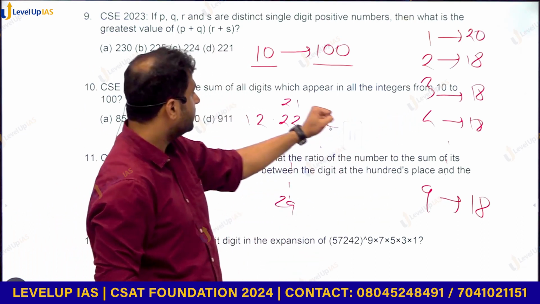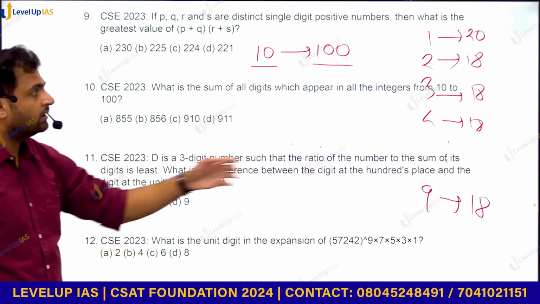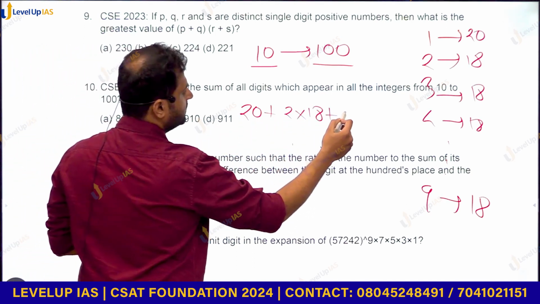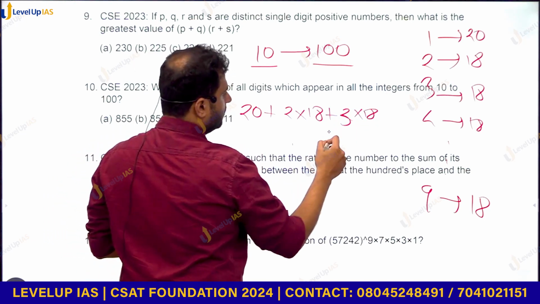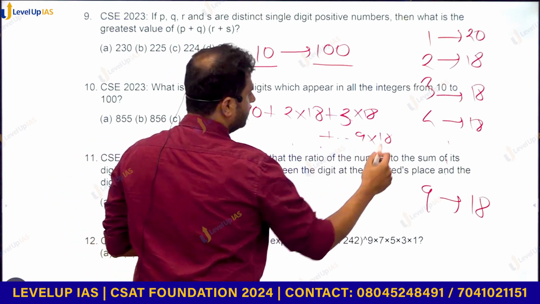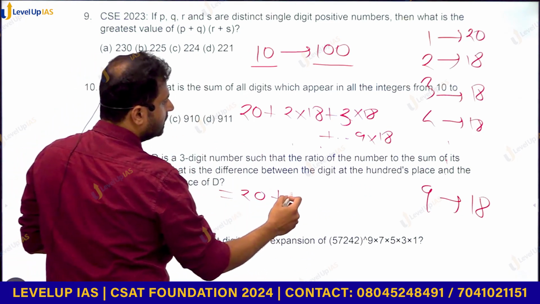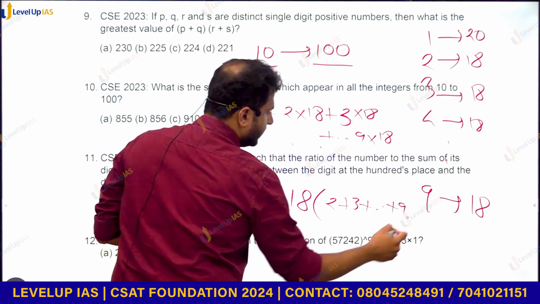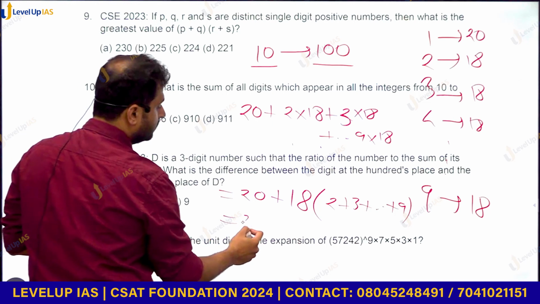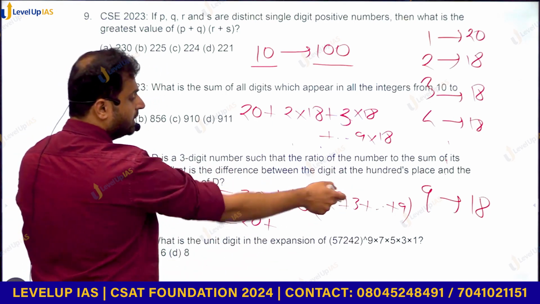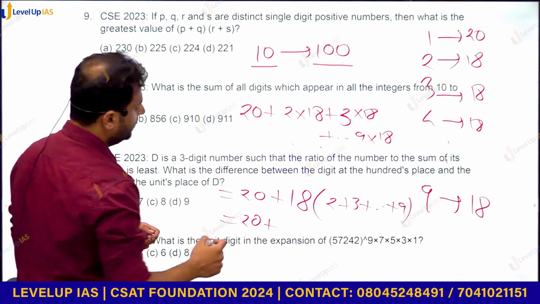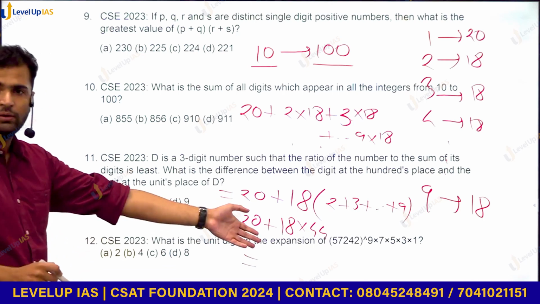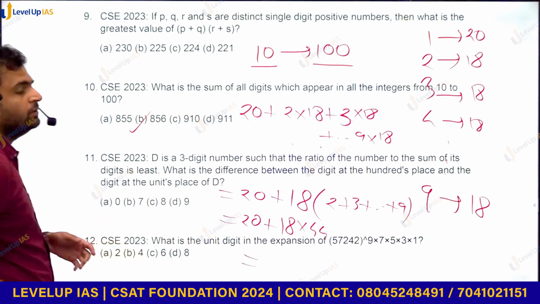And now we just want to calculate the addition of all these digits, right? We want to calculate 20 plus 2 into 18 plus 3 into 18 plus up to 9 into 18, which is equal to 20 plus, taking 18 as common, 18 into 2 plus 3 plus up to 9. You can add these numbers, and I think you will get 44 here. 18 into 44. You can find out the answer. The answer comes out as 856.